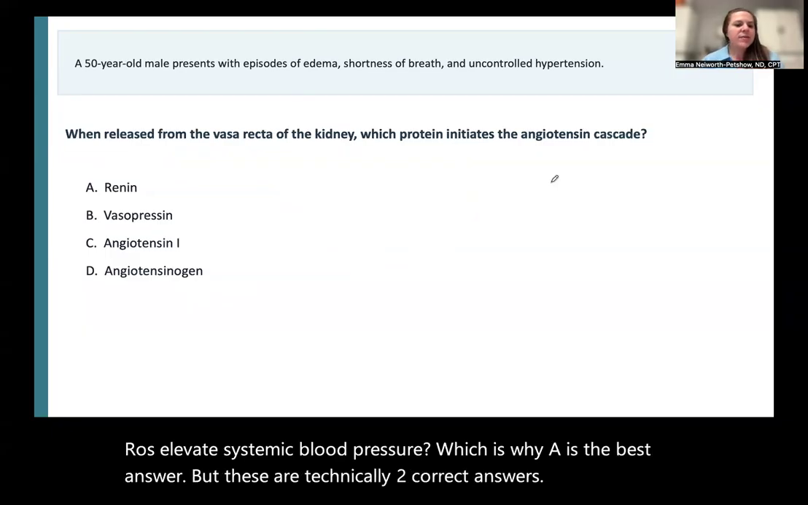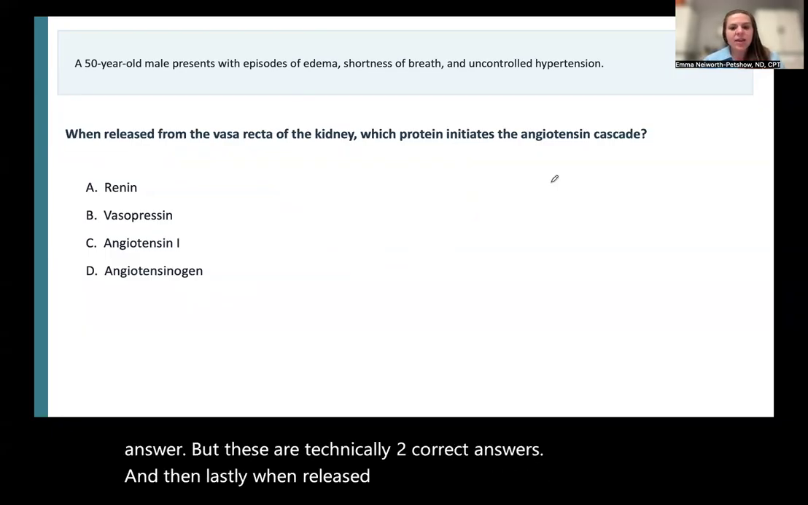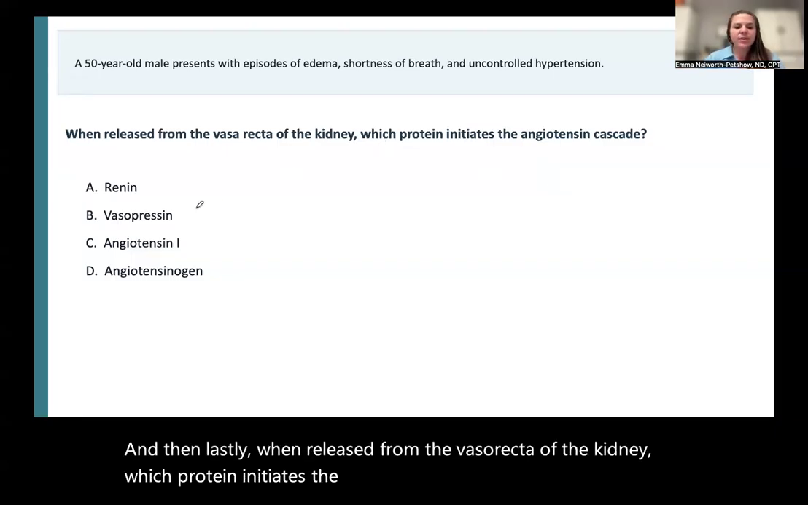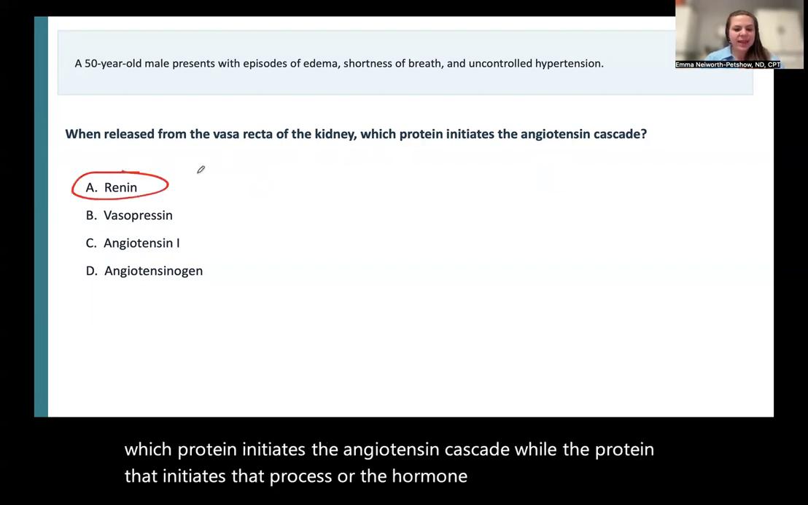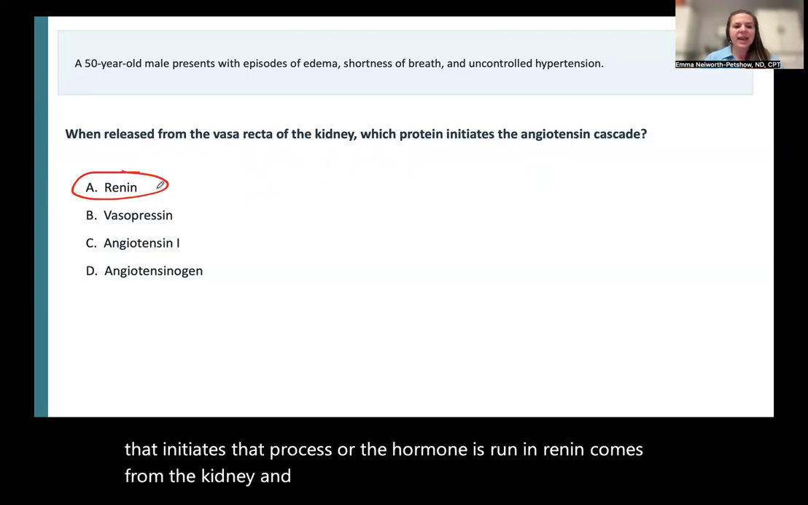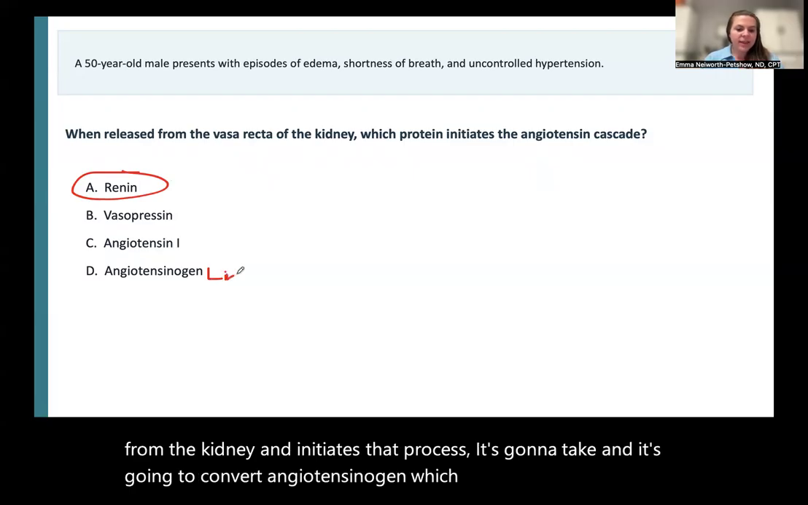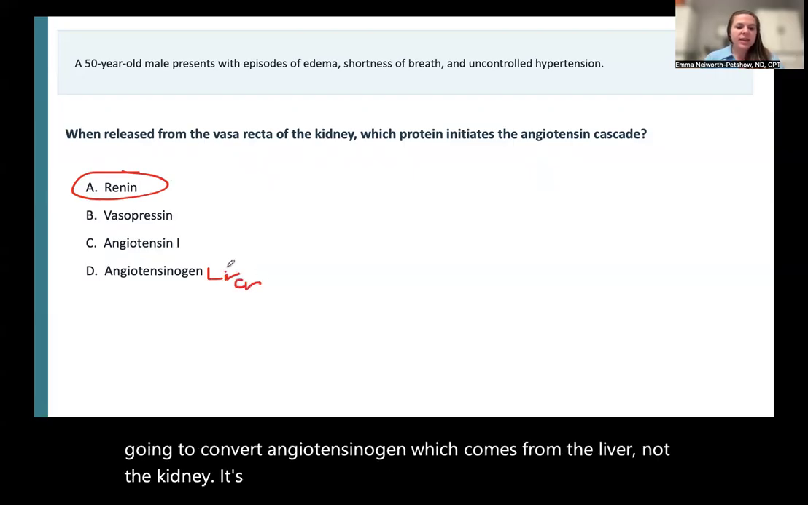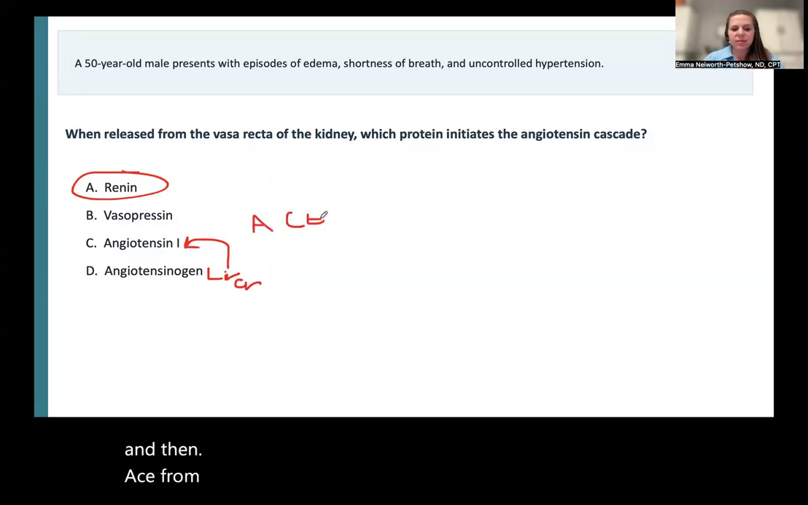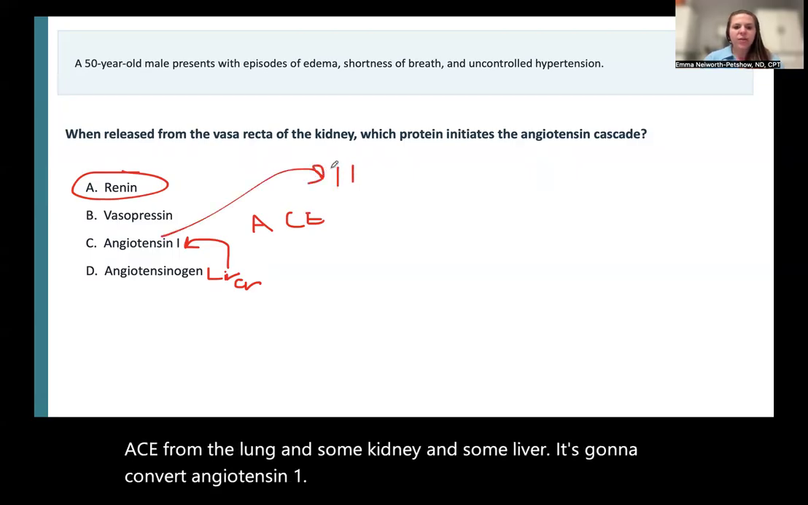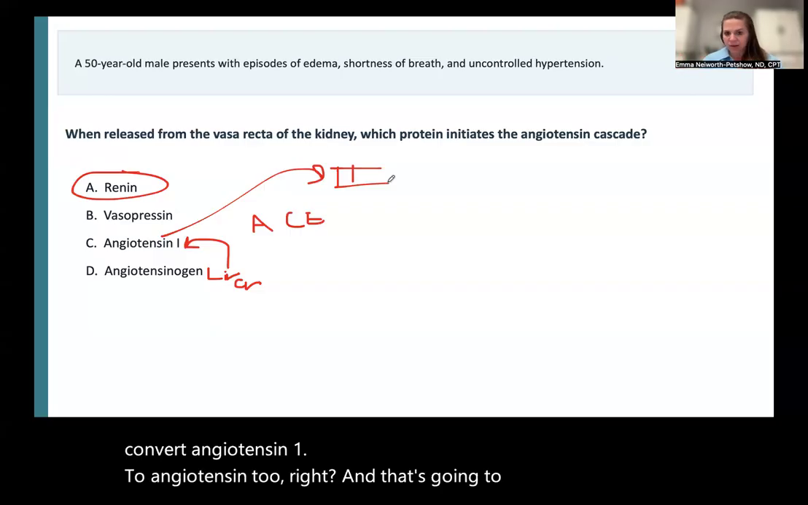And then lastly, when released from the vasa recta of the kidney, which protein initiates the angiotensin cascade? Well, the protein that initiates that process is renin. Renin comes from the kidney. It's going to convert angiotensinogen, which comes from the liver, not the kidney, into angiotensin 1, and then ACE from the lung and some kidney and some liver is going to convert angiotensin 1 to angiotensin 2, right? And that's the active molecule that does all the things.